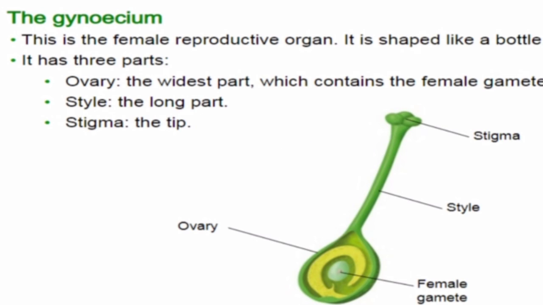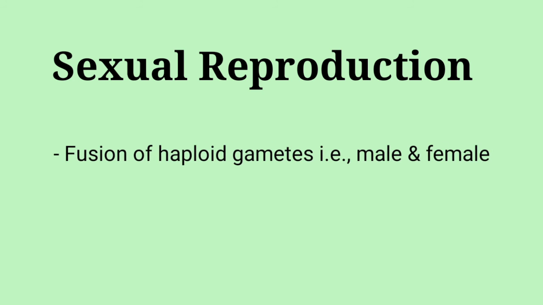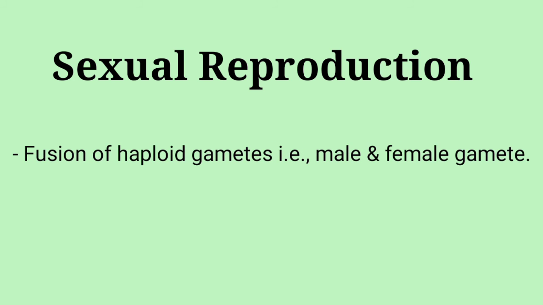So far we have learned about what a flower is and its parts. Now we can begin with sexual reproduction in flowering plants. First of all, we should know what sexual reproduction is. It means fusion of haploid gametes. That means fusion of male and female gametes which gives rise to a zygote.